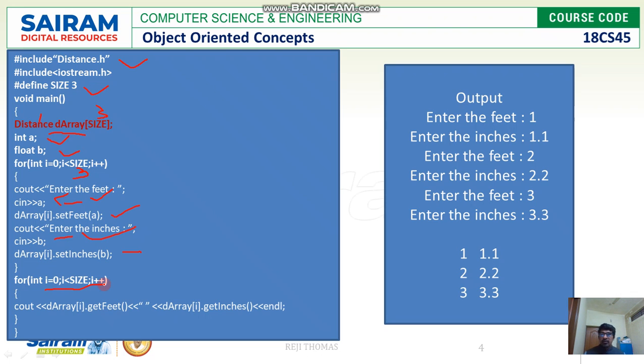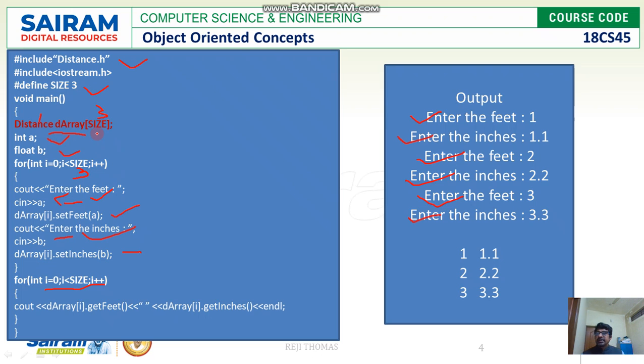Now let us see what output this is going to produce. It is going to read the feet one time, then read the inches. Next it is going to read the feet the second time, and inches also will be read for the second. Same way, feet will be read the third time and inches also will be read the third time. Why? Because we have created an array of objects.